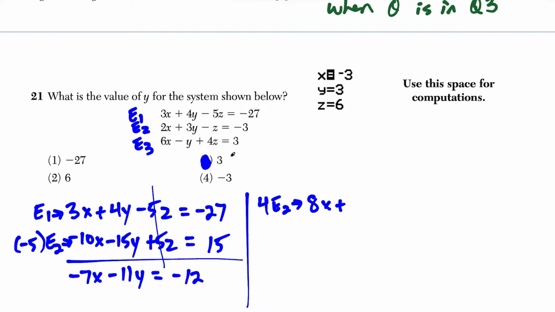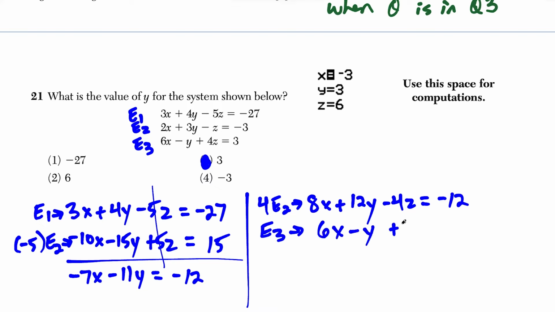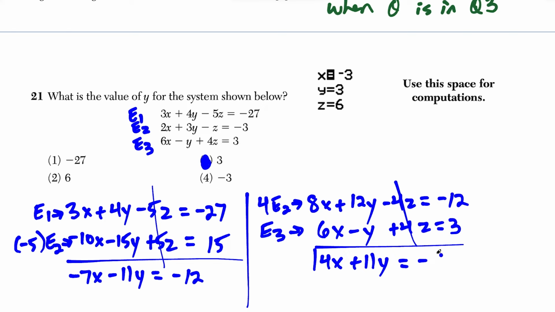And then we have plus 4 times 3y is 12y. And then 4 times minus z is -4z equals -3 times 4 is -12. So I'm just multiplying everything in this equation by 4. And then equation 3, I'm just going to copy. We have 6x minus y plus 4z is equal to 3. And now when I add these together, notice that the -4z plus 4z cancels. We have 14x plus 11y is equal to, and this gives us -9.